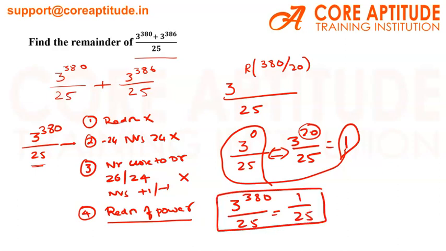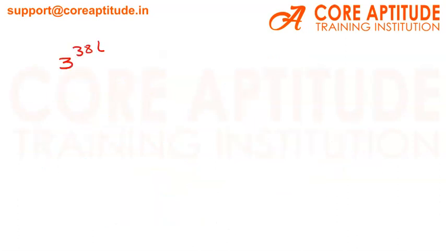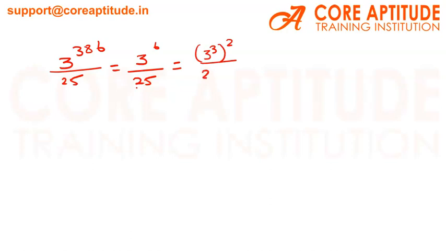Now let's go to the second part of it. 3 to the power 386 divided by 25. So I can reduce the power to 3 power 6 divided by 25, because the number of co-primes is 20, reduce it, 386 divided by 20, remainder replace it, 3 power 6. I can write 3 power 3 to the whole power 2 divided by 25. So 3 power 3 is 27 square divided by 25, 2 square divided by 25. This will be equal to 4 divided by 25.